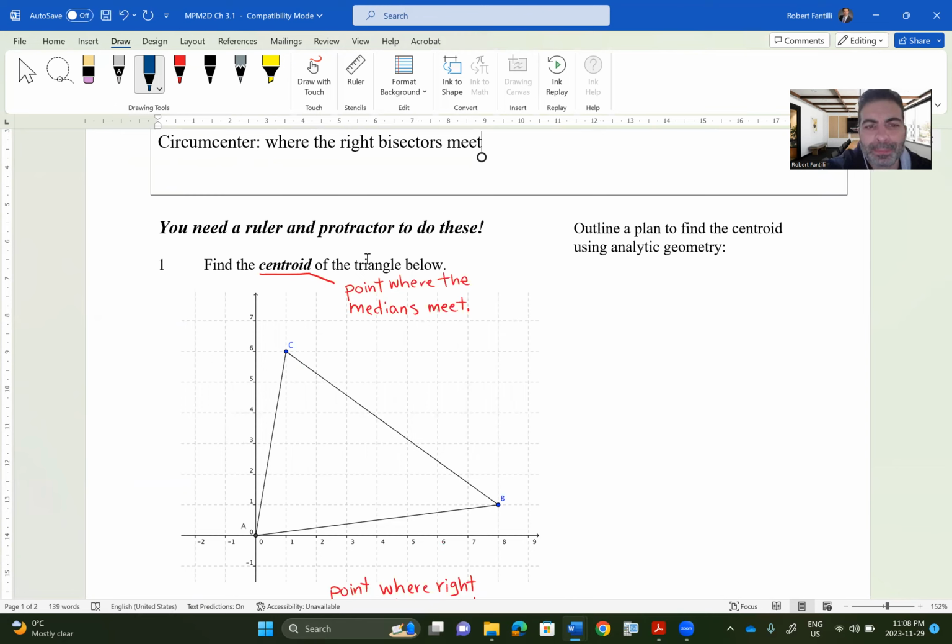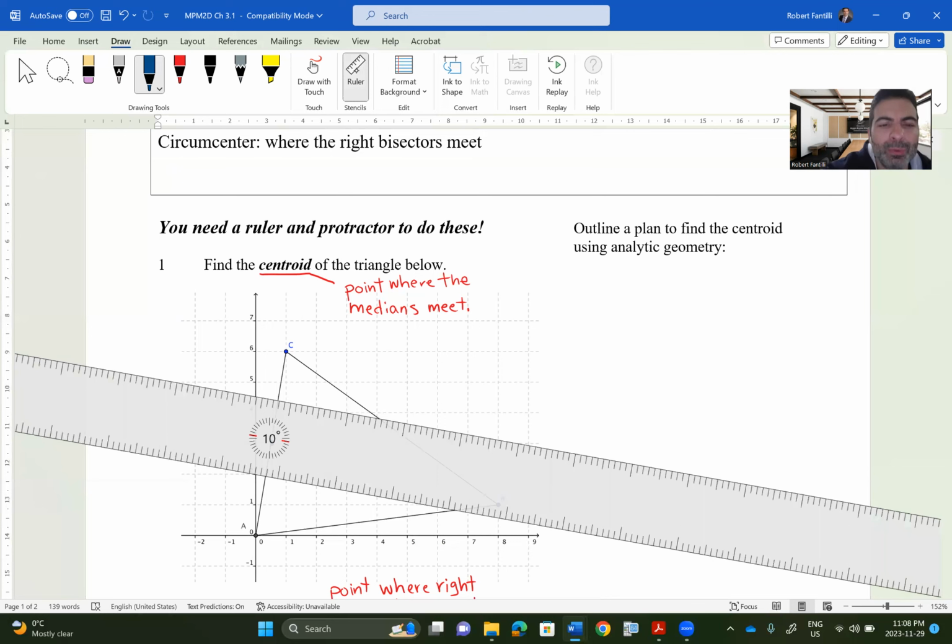How can we sketch that? If I want to sketch a median from vertex B, I want to find the midpoint of AC, because the median goes from a vertex to the middle of the opposite side, or the midpoint. I'm going to do this by observation a little bit. From A to C, it goes up 6 and right 1. So the middle is going to be up 3 and over a half, which is the halfway point. Half of 6 is 3, and half of 1 is 1/2. I'm just going to do that for the sake of the video here.